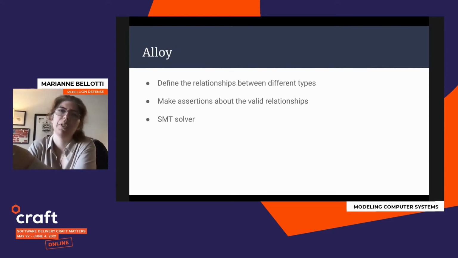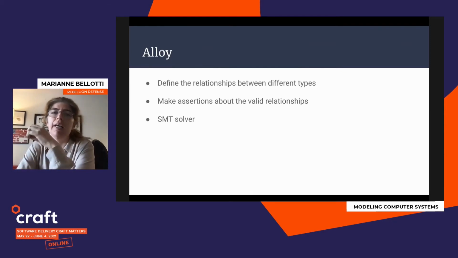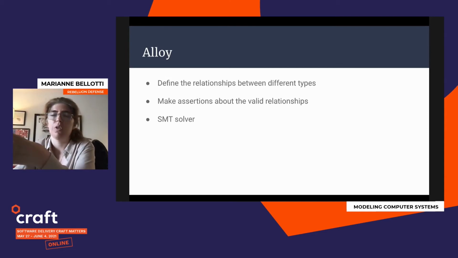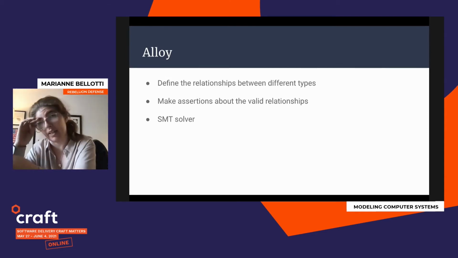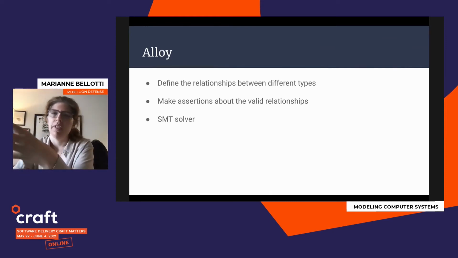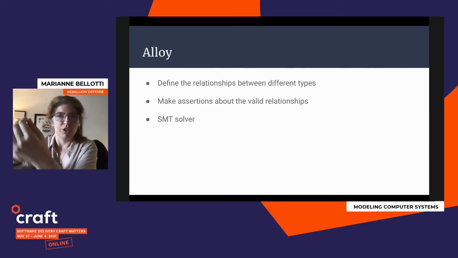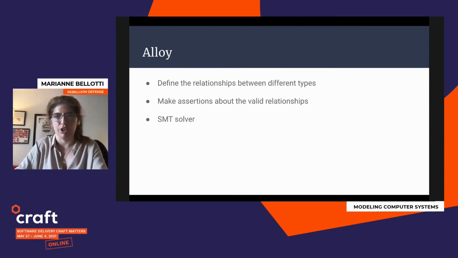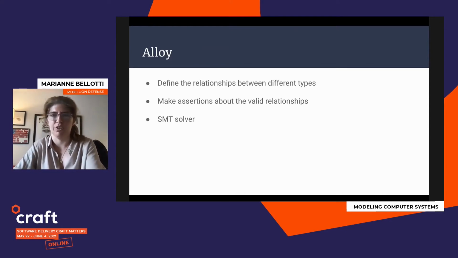And so the tool that's really good at doing this type of modeling is called Alloy. It allows you to create what are called signatures, which I sometimes describe as kind of like objects, because I think that more clearly gives people an image of what they are. But they're essentially types of things that you are defining relationships between. And then the assertions that you're writing are about the valid relationships that two signatures can have within a model. And what backs Alloy is an SMT solver.